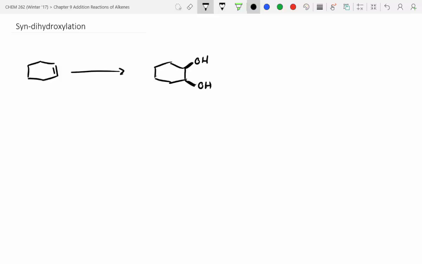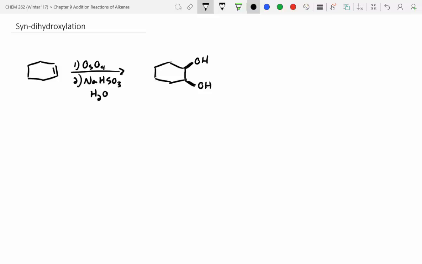So the question is, how can we get the alcohols to add to the same face instead of the opposite face? And in order to do this, we've got a couple of different options. The first one is osmium tetroxide, so OsO4. I know my s sometimes looks like a 5, so that's OsO4. And then for your second step, you're going to use sodium bisulfite, so NaHSO3, and water.